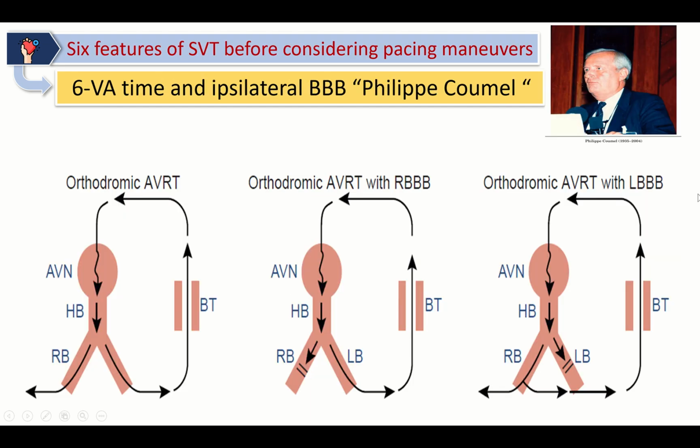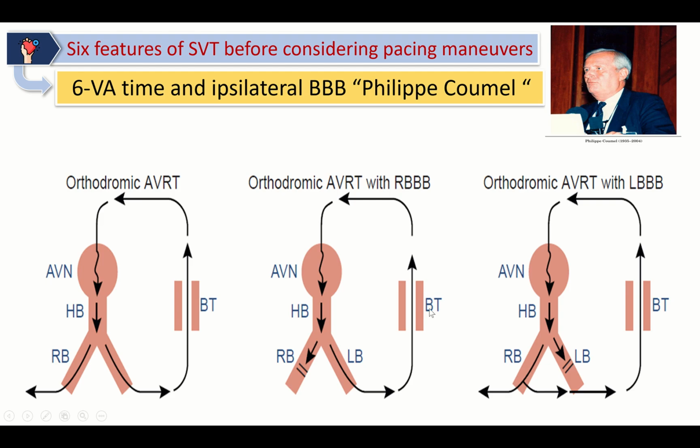To understand this again, on the left panel, orthodromic accessory pathway, the impulse goes antegrade down the AV node, retrograde through the left bundle, and then accessory pathway, then atrium. So if this patient has right bundle branch block in the middle panel, what will happen to VA and cycle length? Nothing, because the impulse will go antegrade AV node, then left bundle, and retrograde accessory pathway.